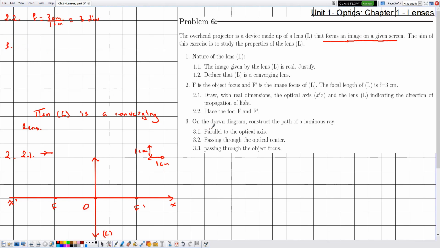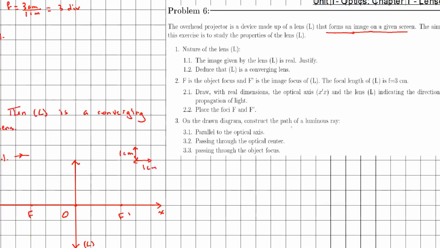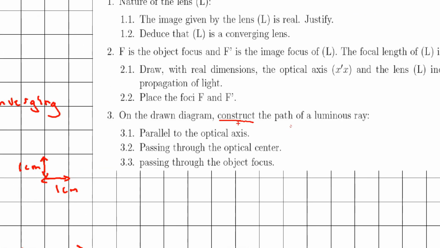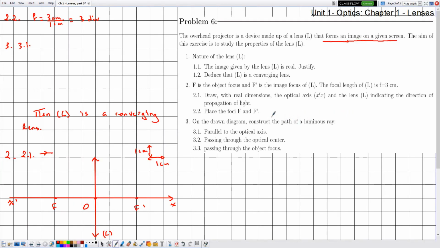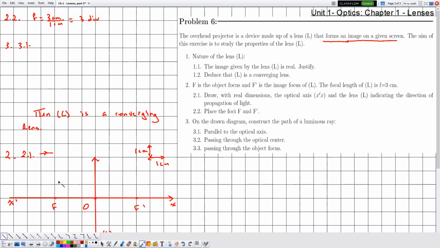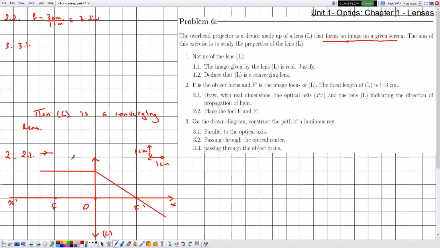In part 3 they are telling me on the drawn diagram construct the path of a luminous ray. So 3.1, parallel to the optical axis, and the word construct here means that we need to trace and justify at the same time. They told me a luminous ray, which means an incident luminous ray. So let's trace an incident luminous ray parallel to the optical axis. We know that always an incident parallel ray is related to the image focus. This ray will emerge passing through the image focus. And we don't forget arrows on light rays that indicate the direction of propagation of light. So this is the tracing. Now let's do the justification.